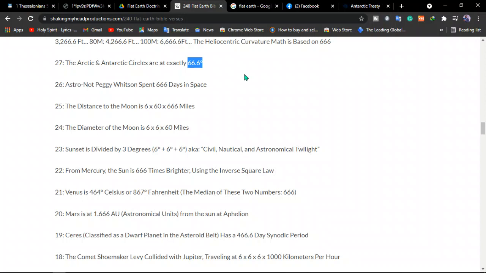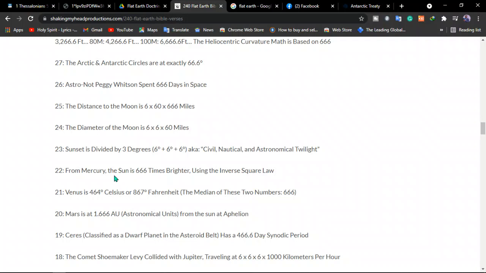Astronaut Peggy Whitson spent about 666 days in space. The distance to the moon is 6 times 60 times 666 miles. The diameter of the moon is 6 times 6 times 60 miles. Sunset is divided 3 degrees, 6 degrees, 6 degrees, 6 degrees.